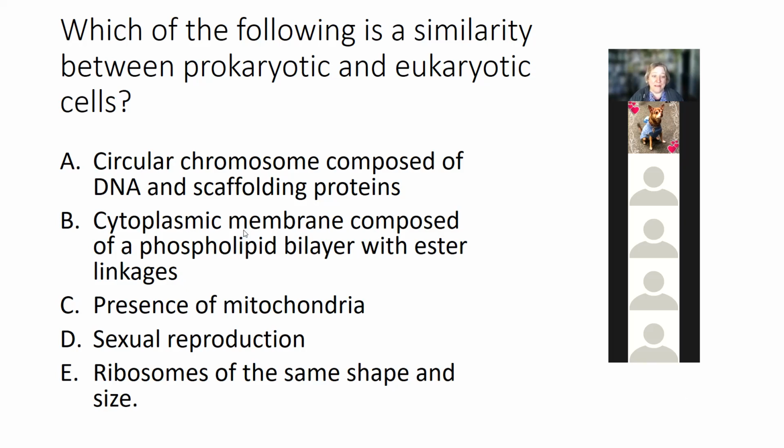The favorite was cytoplasmic membrane composed of phospholipid bilayer with ester linkages. Now you're probably going, ester who? This goes back to the table in the week 5 lecture folder that has the characteristics of bacteria versus archaea versus eukaryotic cells. B is correct. If I had said ether linkages, that's unique to archaea. Ester is bacteria and eukaryotes. So if I had been more accurate, I should have put bacteria and eukaryotes. So this is mostly right, but not completely right.